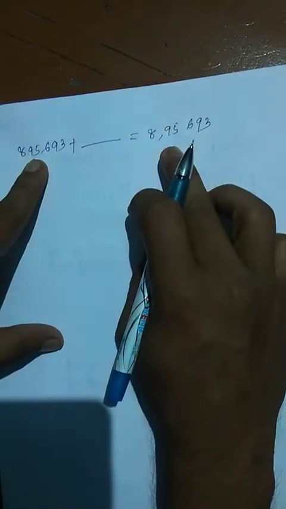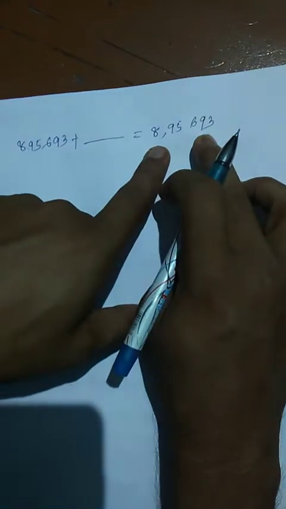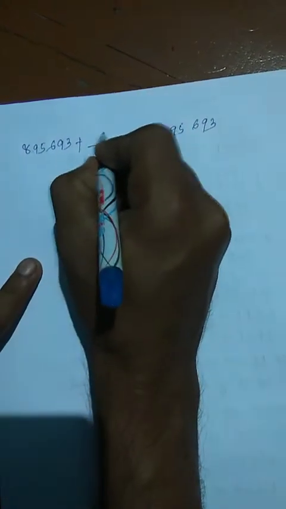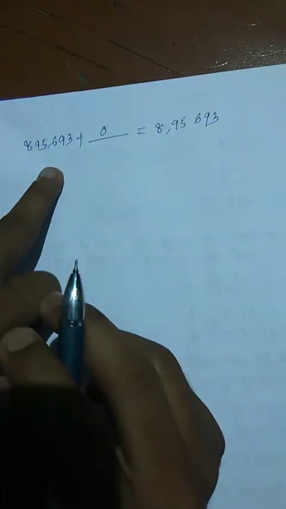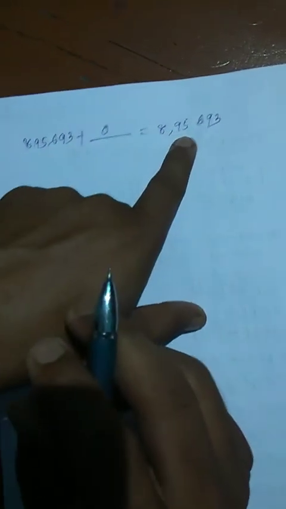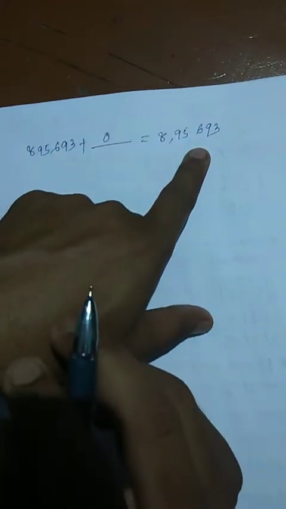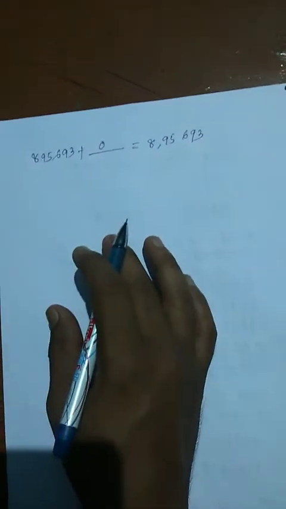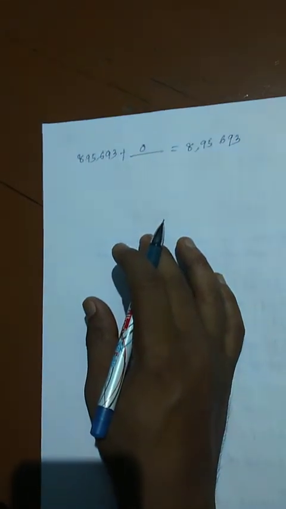Suppose one question is given: 8,95,693 plus dash is equal to 8,95,693. What will we write in this case? I have already told you, if the number is given on the addend side and after the equal sign, it means we put 0 over here, because when any number is added with 0, the result is that number itself. So in this way you will do worksheet 2 at home.